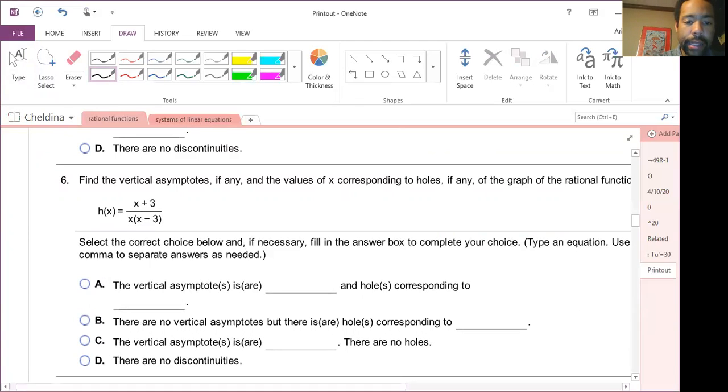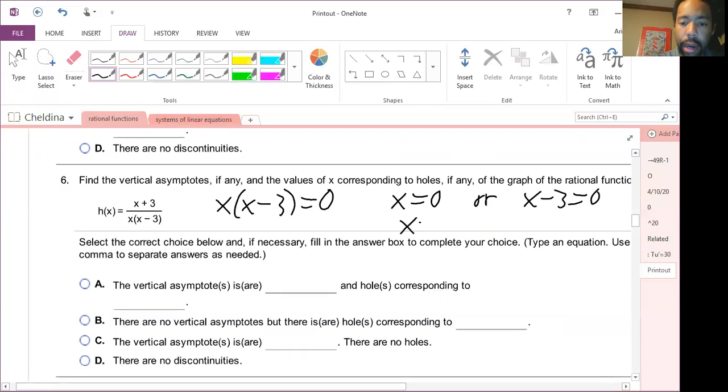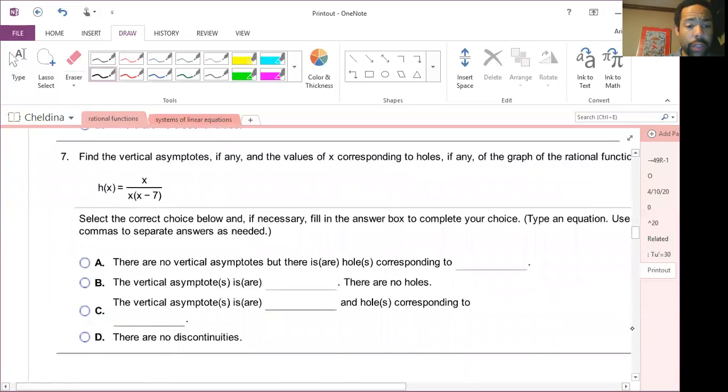Same thing here. We'll set x times x minus 3 equal to 0, and that's two things. That means either x is 0 or x minus 3 is equal to 0, in which case we add 3 to both sides and x is equal to 3. So here, the vertical asymptotes are x equals 0, 3, like that, and that's the first option. As we go through, some of these other options might pop up, like this one.